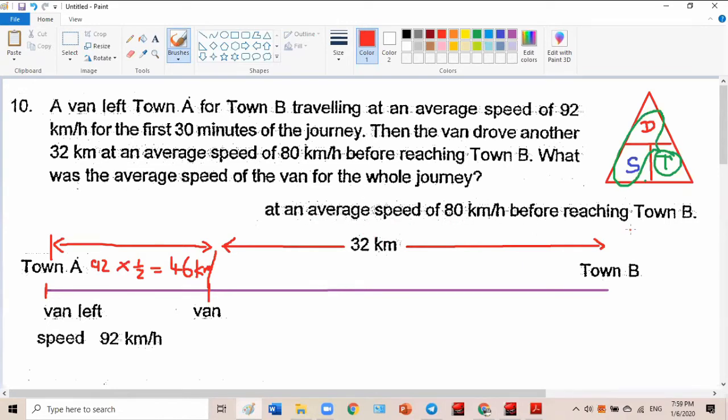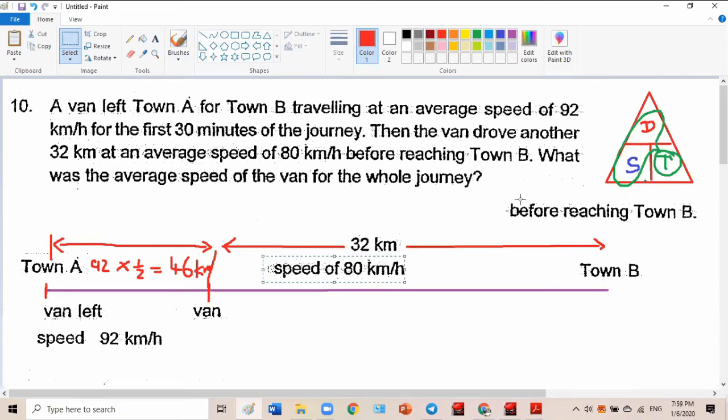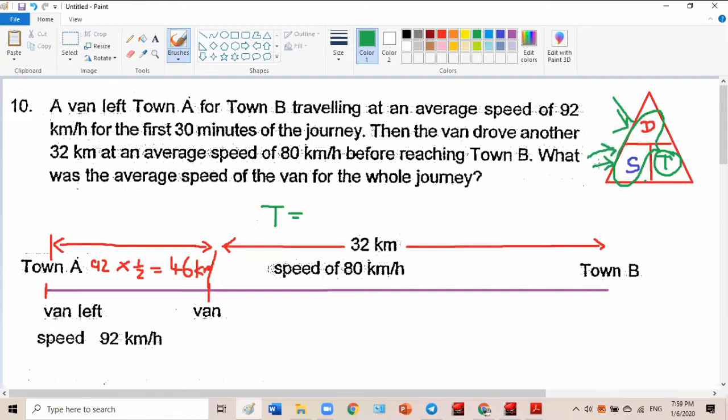He drove at an average speed before reaching town B. He drove for 32 kilometers. What was his speed? 80 kilometers per hour. So, what is the time taken during this whole period? What's the time? Oh, I love the way I teach maths. Distance divided by speed, right? Distance divided by speed. Can you see the pointing arrow? Distance divided by speed. Get it? So it's 32 divided by 80. Give me the correct answer.